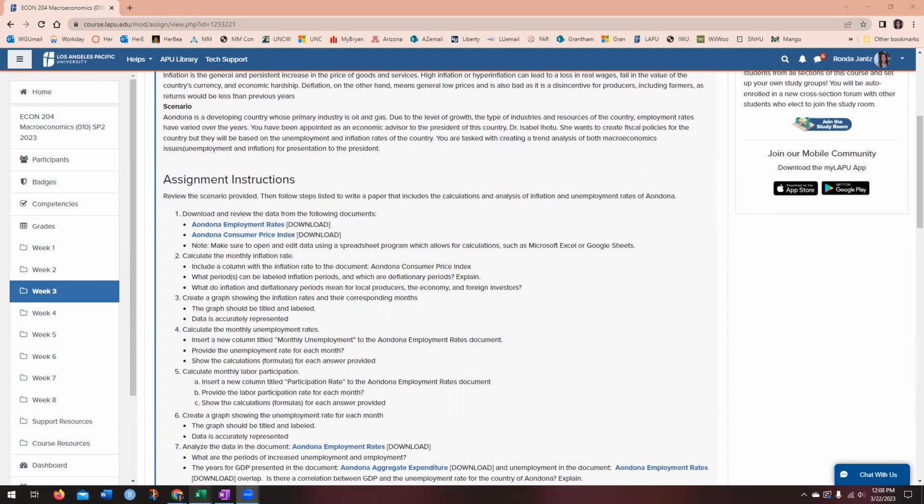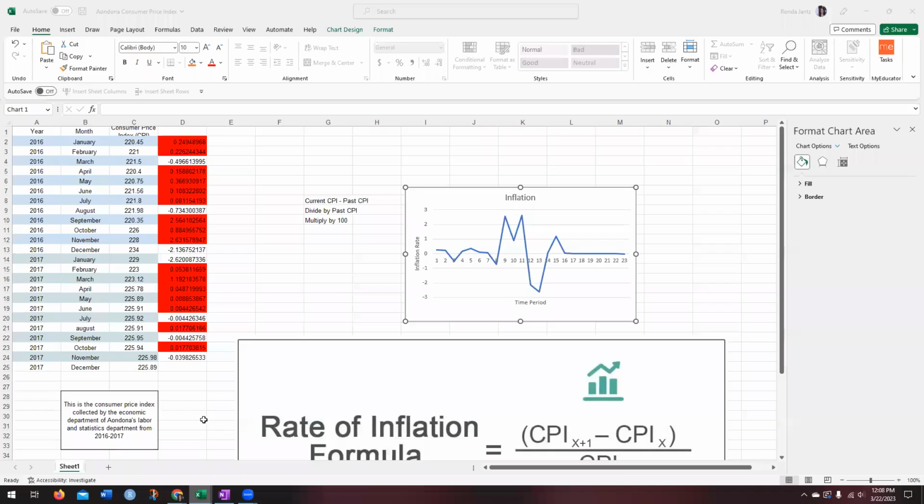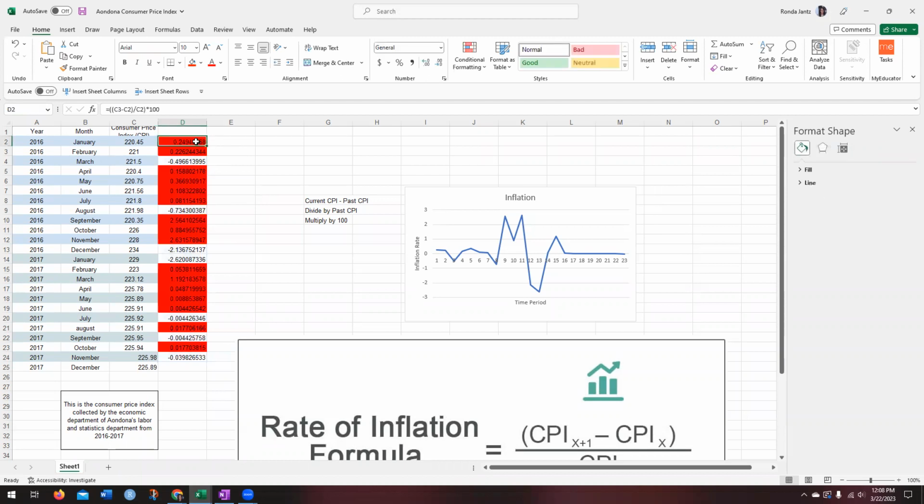So let's start with the inflation one, and I already figured it for you. Basically, what I did is I inserted a column and then I used formulas. We're finding a percentage change. We're going to look at our current month, subtract the previous month, and then divide it by the previous month, and then put it in a percentage, because it'll come out as a decimal if we don't multiply it by 100. That's what the formula will be.